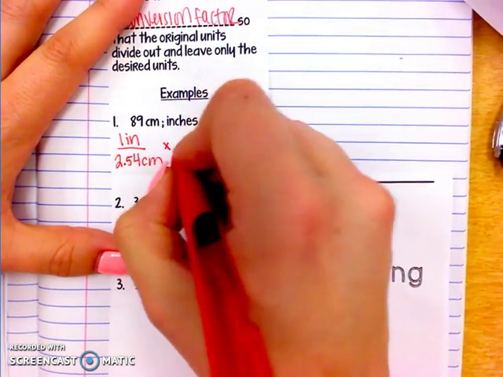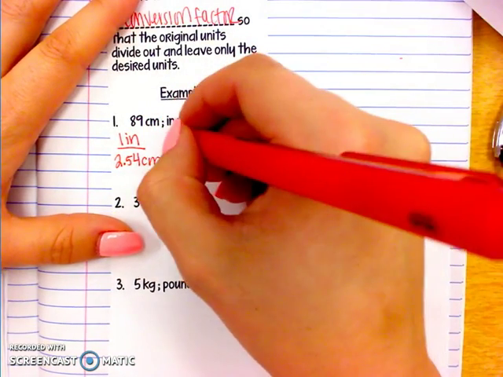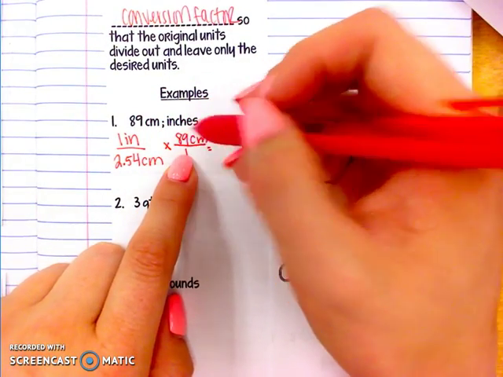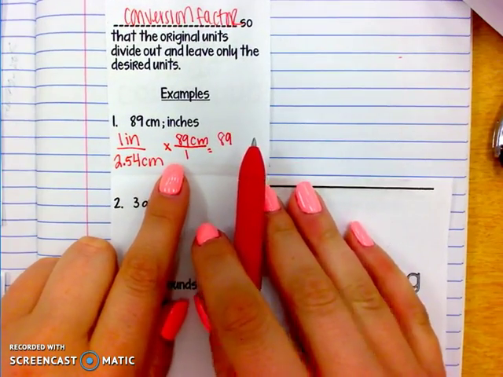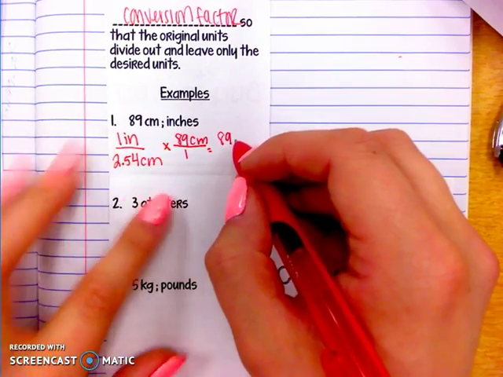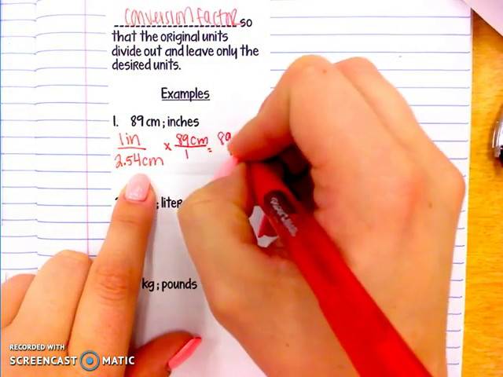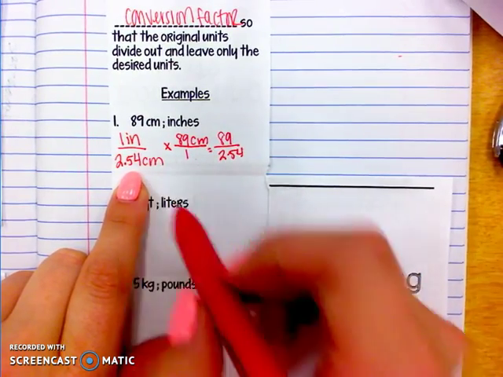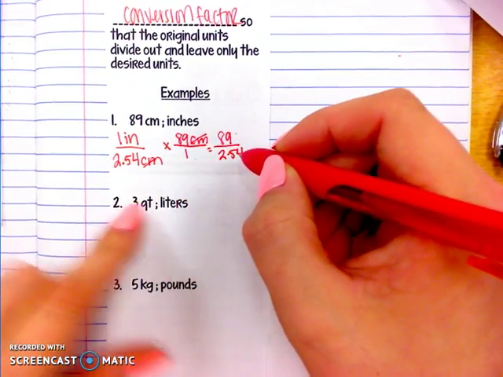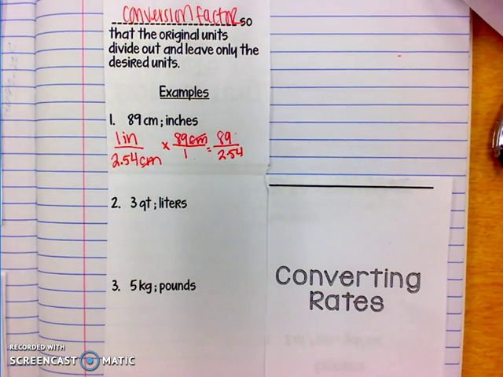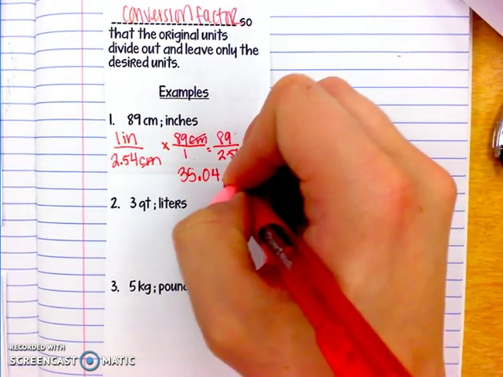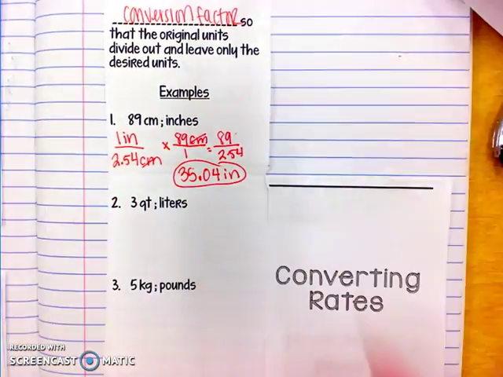Okay? And I'm going to multiply it by what I have. I have 89 centimeters. Technically, it's over 1. So 89 times 1 is 89, except now my units are going to cancel out. Almost, not quite. And I'm going to divide by what's on the bottom. 2.54 times 1 is 2.54. Since this was top and bottom across like this, those are the units that are canceling. 89 divided by 2.54 is 35 point, almost 04. That's how many inches are in 89 centimeters.